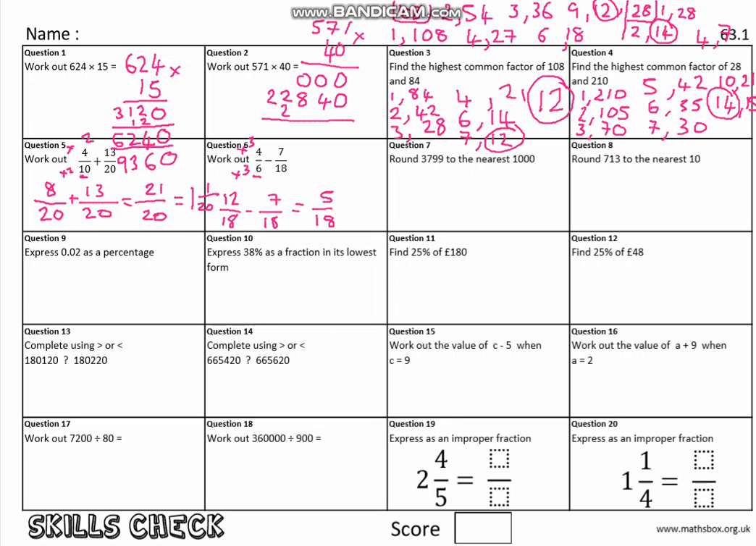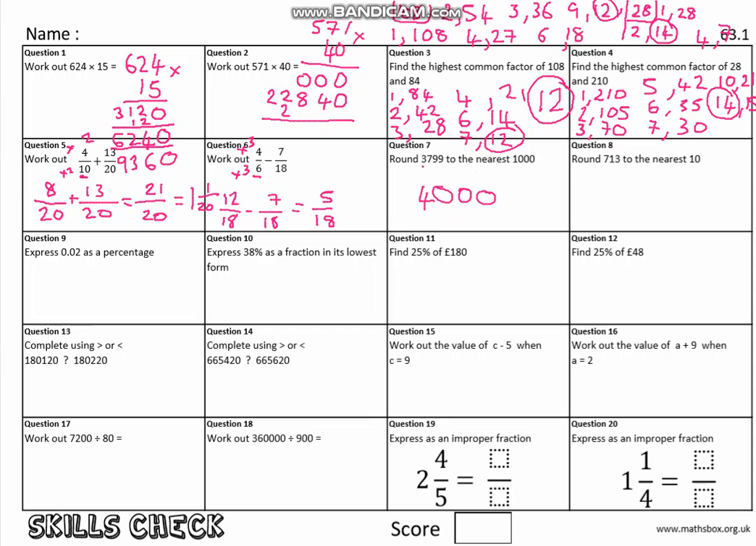It says round 3,799 to the nearest 1,000. So we're going to start in the thousands column, which is here, and we've got the number 3. We can either keep it as a 3 if the next number along is a 4 or below, or if it's 5 or above, we're going to have to change it to the one above. So the next number is 7, which means I'm going to have to change my 3 up to a 4, and then I just add in the remaining 3 zeros. So my answer there is 4,000.